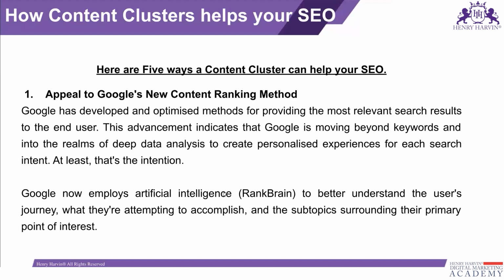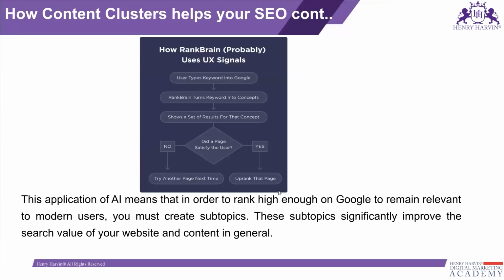So Google now employs artificial intelligence, RankBrain, to better understand the user's journey, what they are attempting to accomplish, and subtopics surrounding their primary point of interest. How a user comes to a particular website and how they travel through the whole website is tracked by RankBrain. Google has an artificial system, what is its name? So Google can understand how the user is feeling on your website.